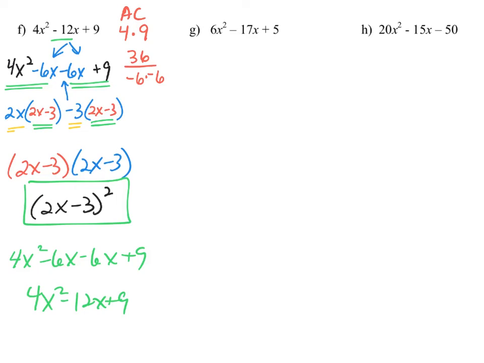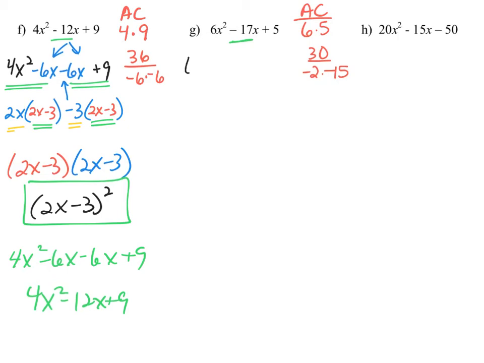In example G, we're going to continue to use this AC method where A is equal to 6 and C is equal to 5. We're going to multiply 6 and 5 together to get 30. And then we want to list the pairs of factors of 30, and we want to find the one pair that will add up to negative 17. That pair of factors will be negative 2 times negative 15. The product is 30 and the sum is negative 17.